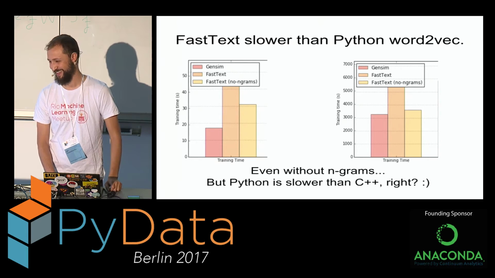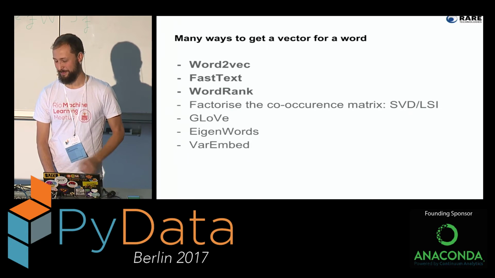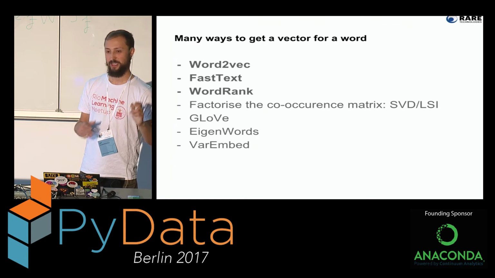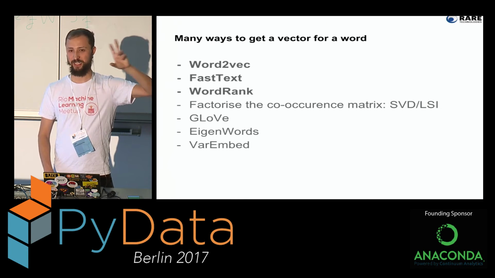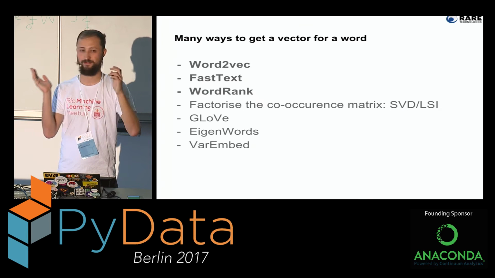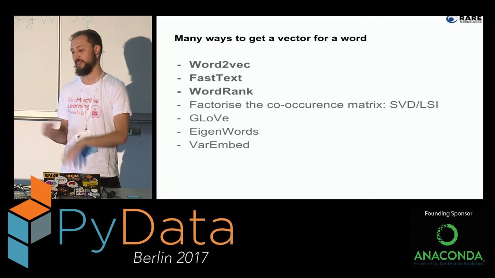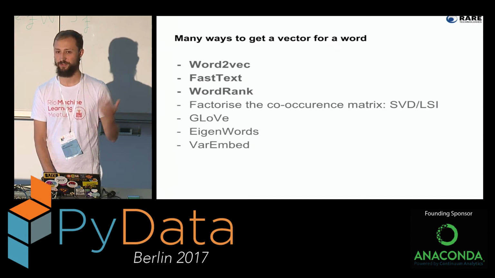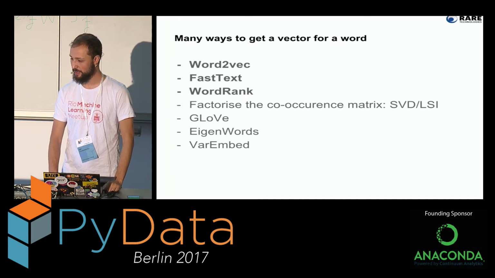Okay, cool. And there are many ways to get a vector for a word. I showed you word2vec, fastText, and WordRank. You can just take this co-occurrence matrix with kitten and furry and factorize it with a simple SVD. You can try GloVe, Eigenwords, VarEmbed. There are many different ways to find the word embedding. Just try different things and see what works for you.